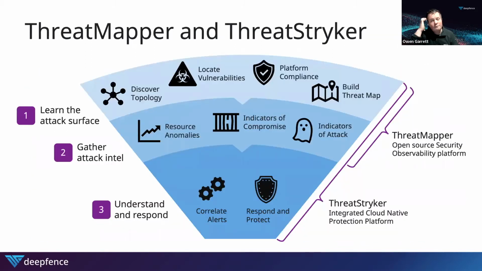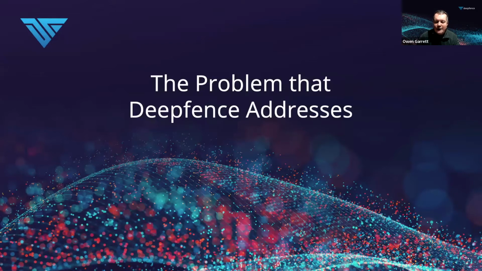That's what Deepfence does with our two products, the ThreatMapper open source security observability platform. This gives you an at-the-time view of the status of your city, of your applications. And then in another webinar to follow, we'll delve into ThreatStryker, which is the real-time capability of tracking activity inside the city and securing and blocking attacks as they happen. So today we're going to look at ThreatMapper, and we'll start by looking at the problem that Deepfence ThreatMapper is designed to address.